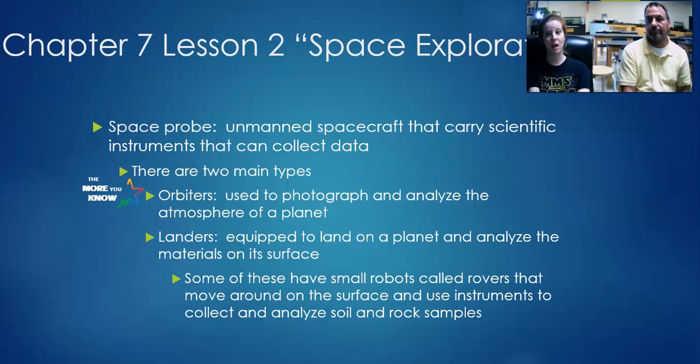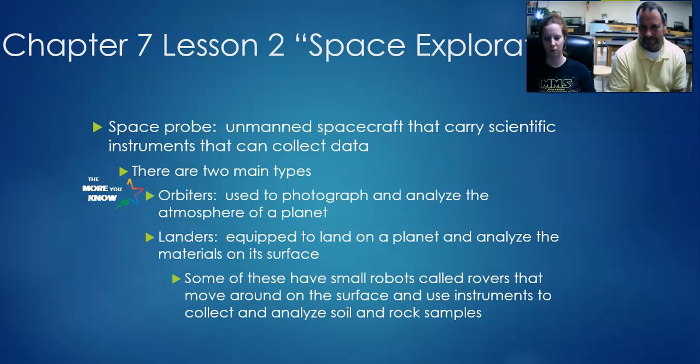Since we sent unmanned missions to the moon, there are other unmanned objects that we send into space, and they can be insanely handy. These are space probes. There are two main kinds of space probes. We have our orbiters and our landers, and thankfully they took no creativity whatsoever in naming these. Orbiters orbit. Landers land. There's no sarcasm, no confusion here.